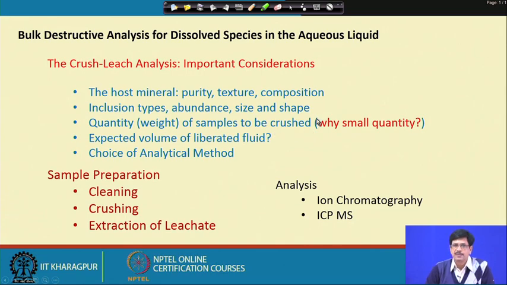So the method becomes more adaptable if a small weight, say 5 to 10 grams of host quartz, is sufficient to release the fluid, and the leachate prepared within about 10 to 15 cc of purified water in which we do the crushing is enough for analysis using very high precision equipment like an ion chromatograph or an ICP-MS. So we should have some idea about the expected volume of the liberated fluid, which will be variable, and it is always advisable to do such work.